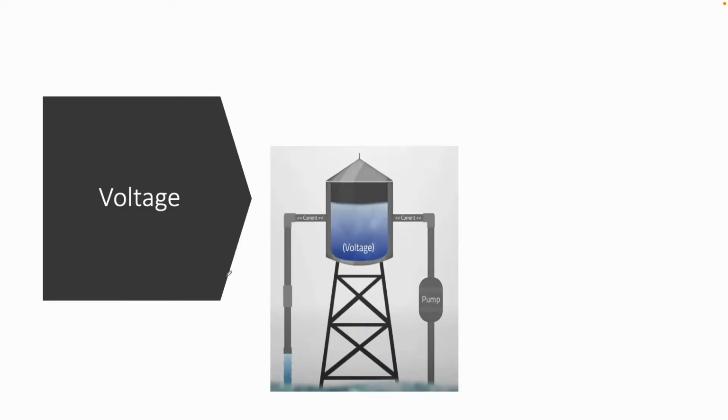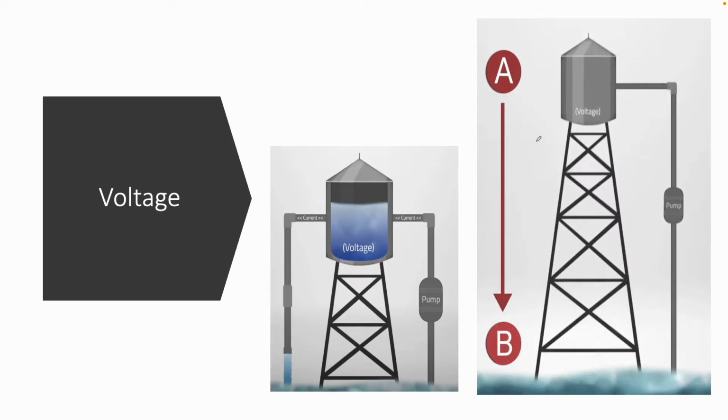Let's take a look at another picture. As I briefed before, as the height of the water tank increases, the water flow power also increases. The force of water flow also increases. Similarly, as the voltage increases, the push for electrons also increases. Very similar to what the setup shows you.